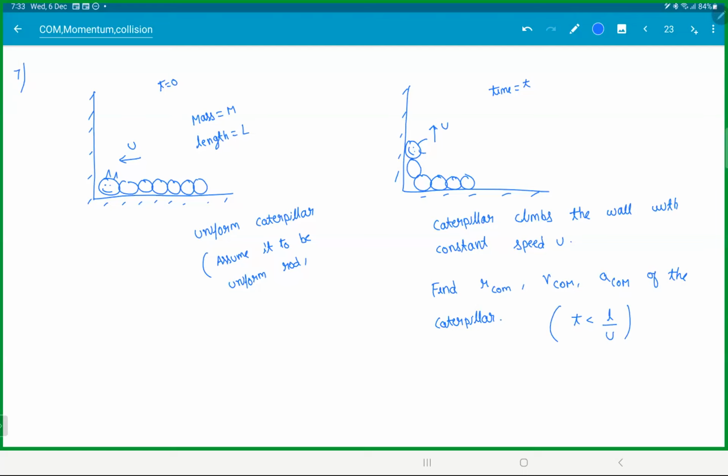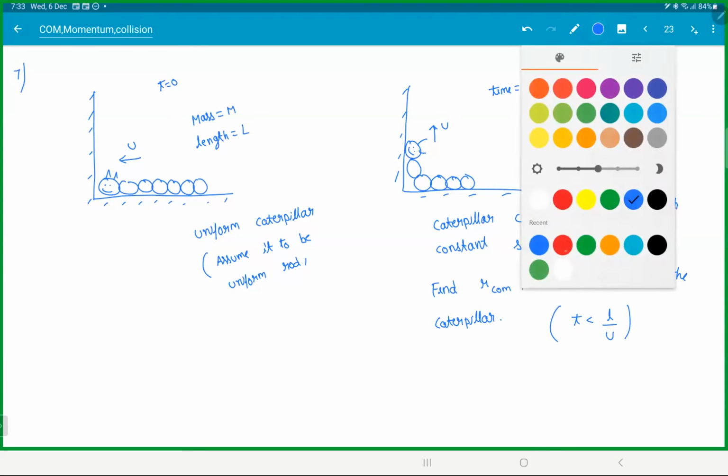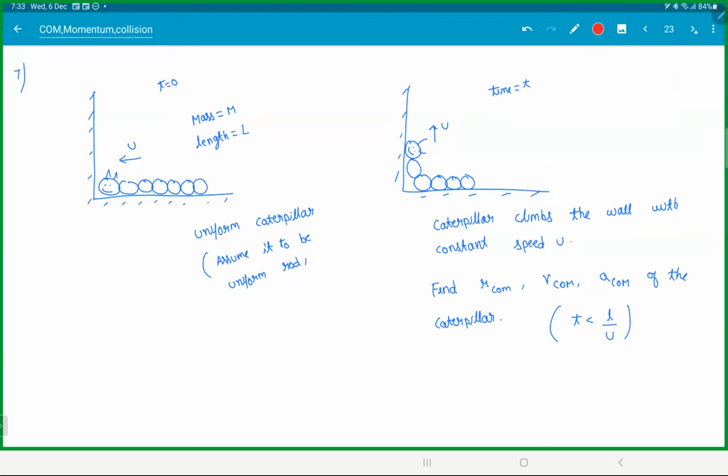What is the catch? I'll give a small idea. Think of it like this. At the end of the day, the caterpillar is uniform. You can treat this as one rod, and this as another rod. If you have two rods, what do you do? Find the center of mass of this rod, find the center of mass of this rod, and find the center of mass of these two points, isn't it?